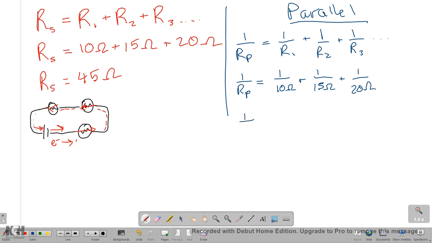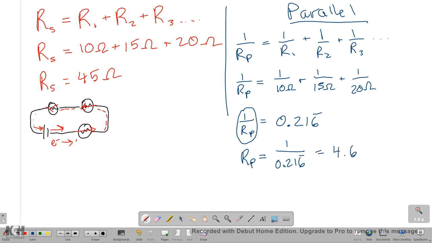When you do this, 1 over RP is going to come out to be 0.216 repeating. Now just be careful, because a lot of people will enter 0.216 as the parallel resistance, but this is 1 over RP, so to fully solve for this, the parallel resistance is going to be equal to 1 divided by 0.216 repeating. And when you do that, you are going to get 4.62 ohms of total resistance in the parallel circuit.